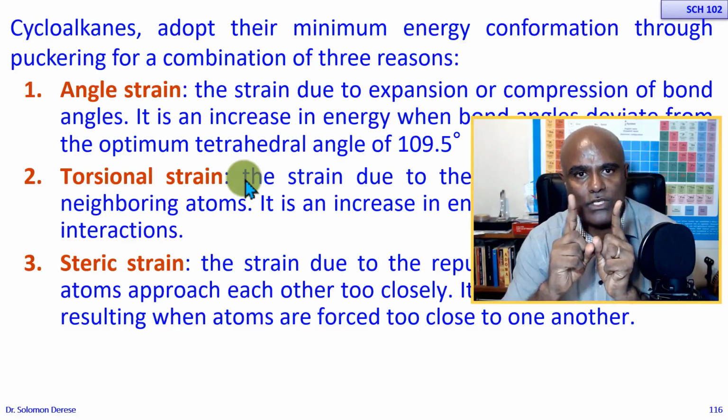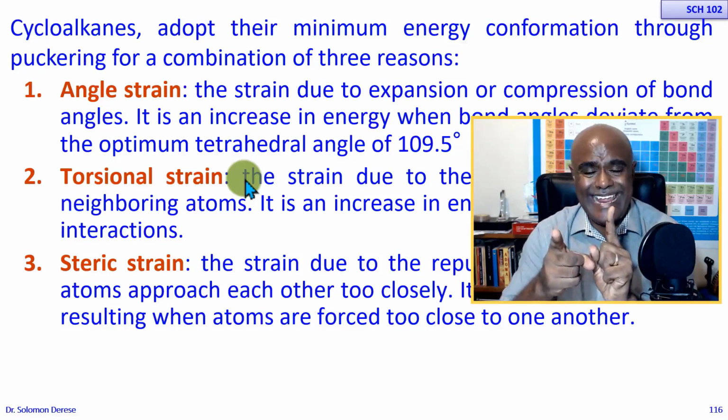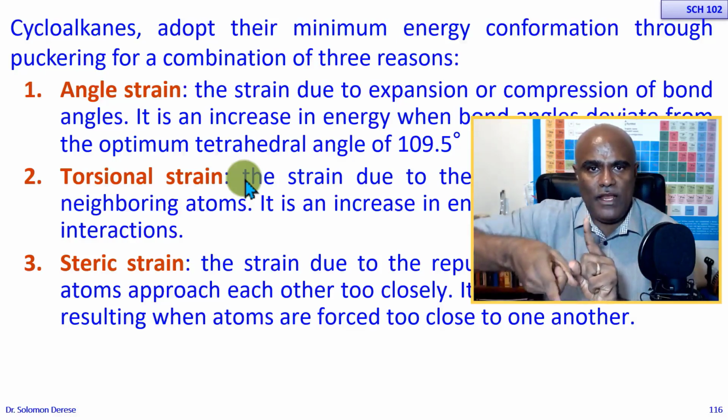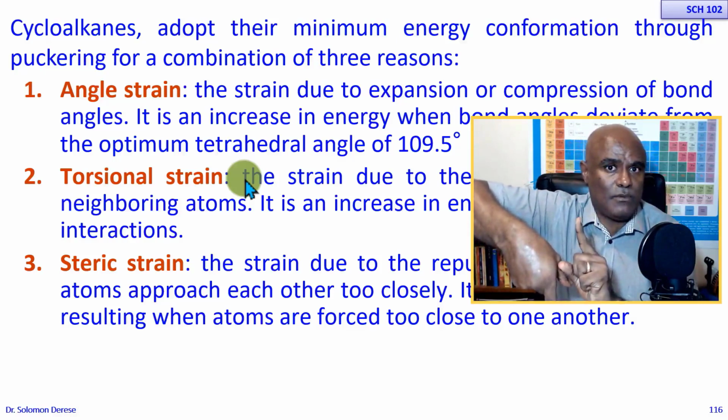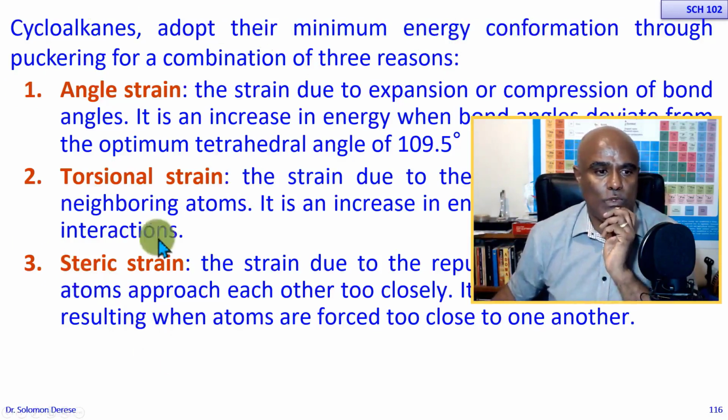That is torsional strain. So they adopt a three-dimensional conformation through rotation across their carbon-carbon single bond, so that this torsional strain is minimized and finally eliminated as much as possible. The other reason why they adopt their minimum energy conformation is to get rid of the steric strain.